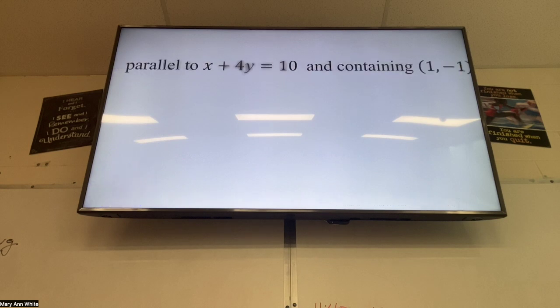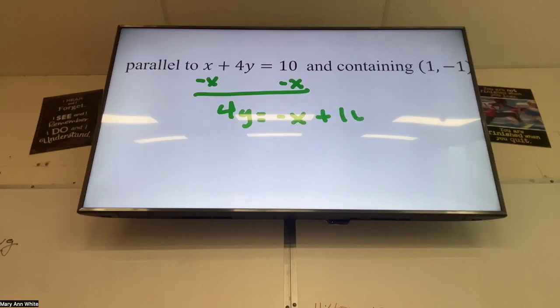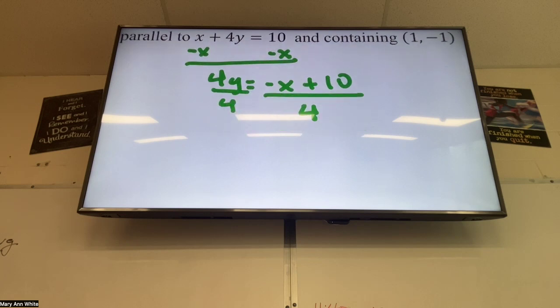Okay, so I've got this equation. I'm going to solve it for y. Let's minus that x off of both sides. And then let's divide by 4 everywhere. I don't really care what this equation is. All I care about is the slope. And the slope is going to be what? Positive or negative? Negative. Good. So my slope here is negative 1/4, and that is what I'm going to use for my m.